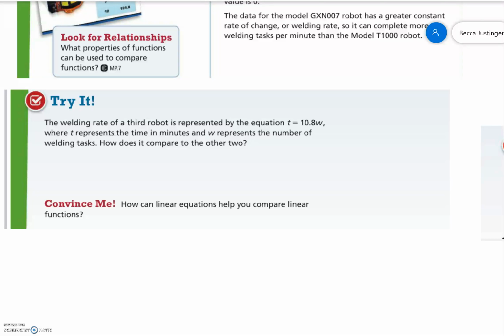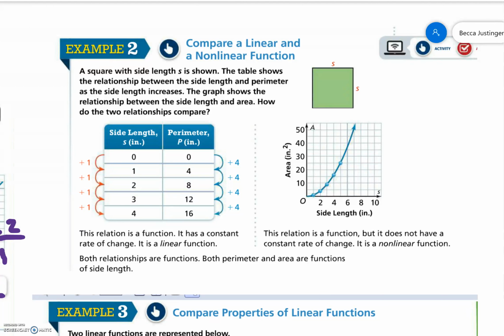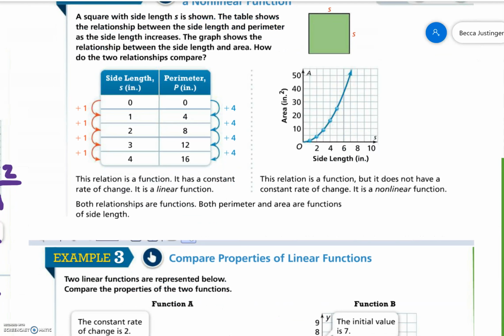All right, example 2. Compare linear and nonlinear functions. A square with a side length S is shown. The table shows the relationship between side length and perimeter as the side length increases. The graph shows the relationship between side length and area. How do the relationships compare?